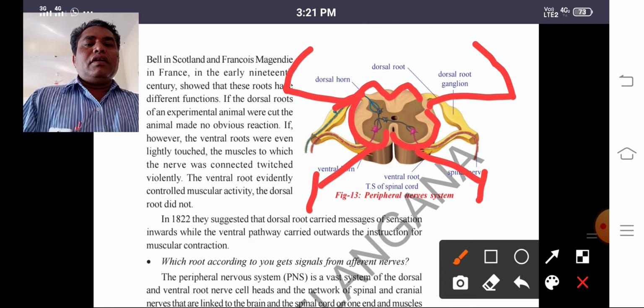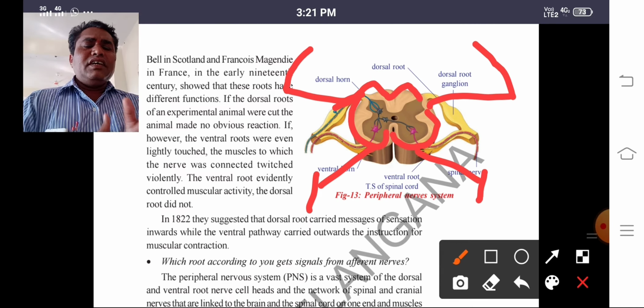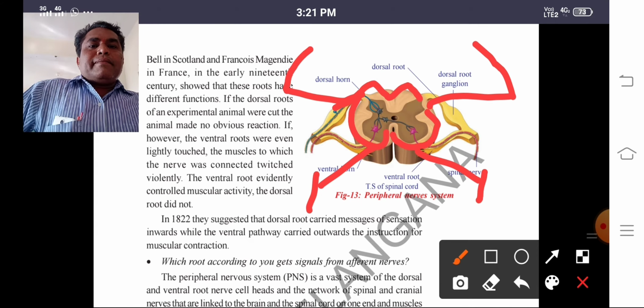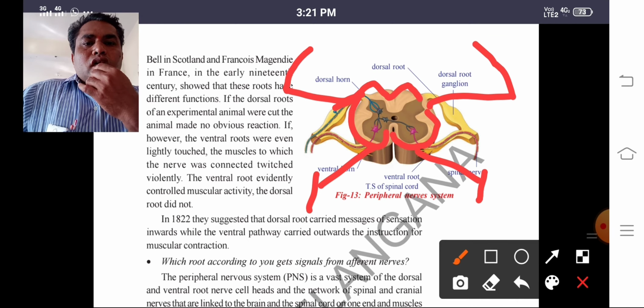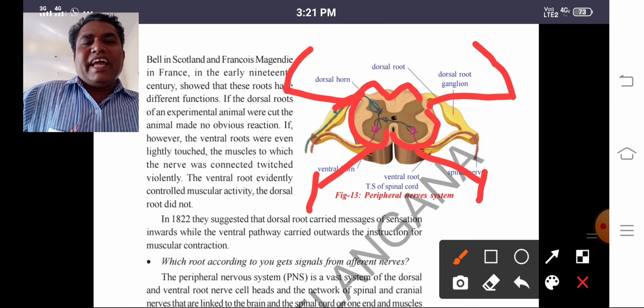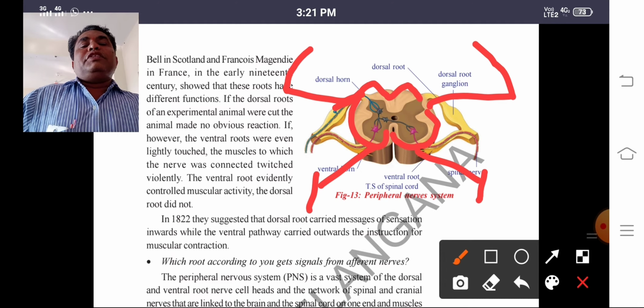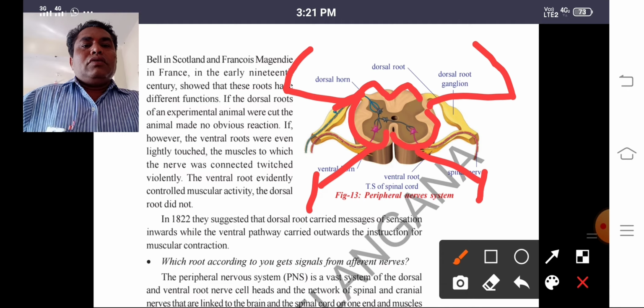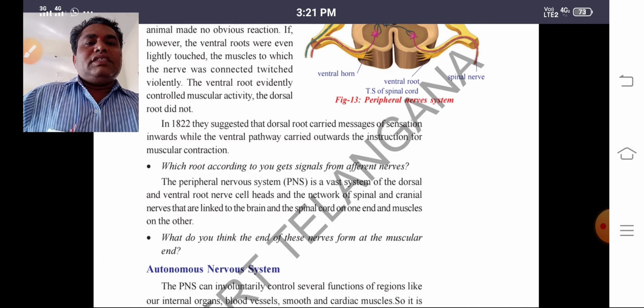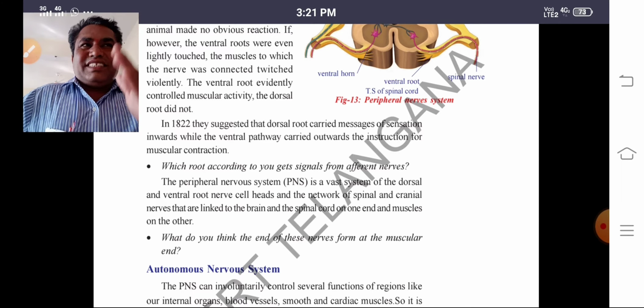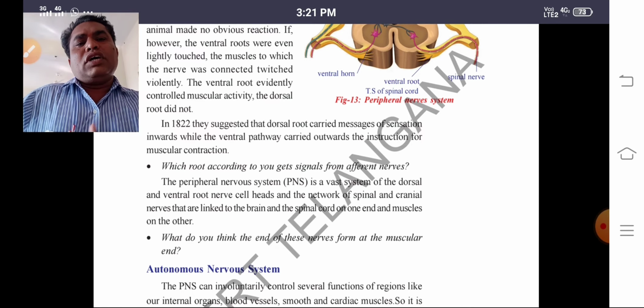The ventral root evidently controlled muscular activity, the dorsal root did not. So for this we conclude that the dorsal roots are responsible for sensory activity, the ventral roots responsible for muscular activity. Just generally, in 1822 they suggested that the dorsal root carried messages of sensation. Just now I said dorsal for sensory, ventral for motor nerves.